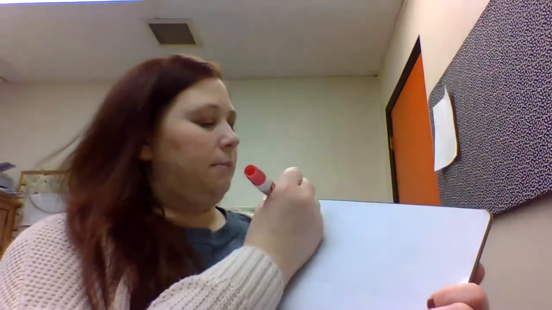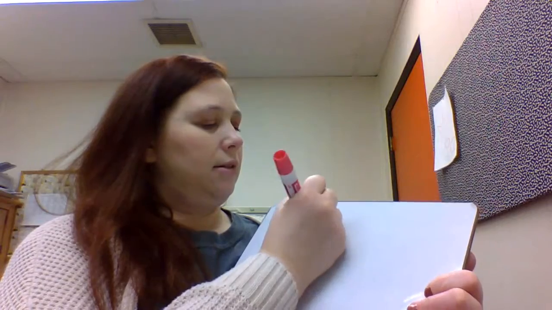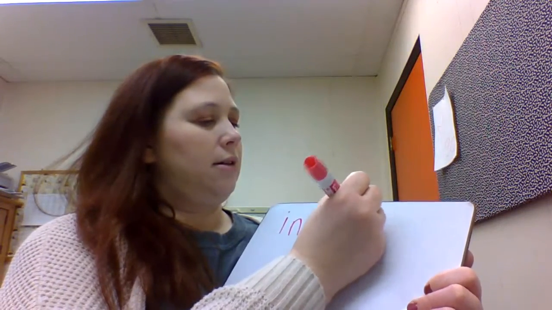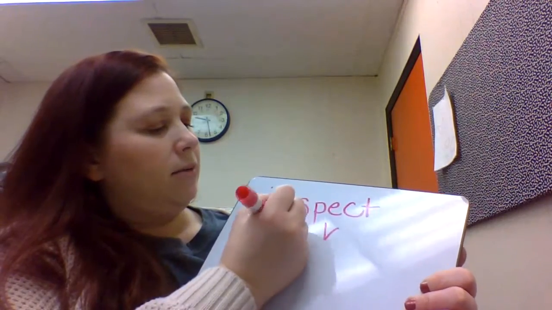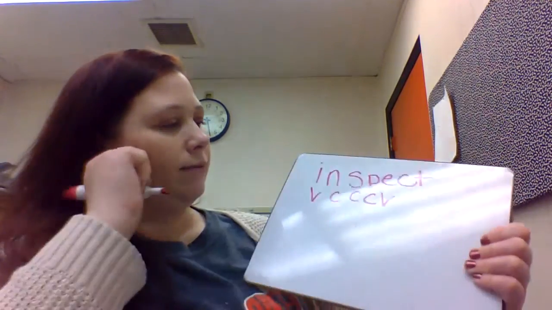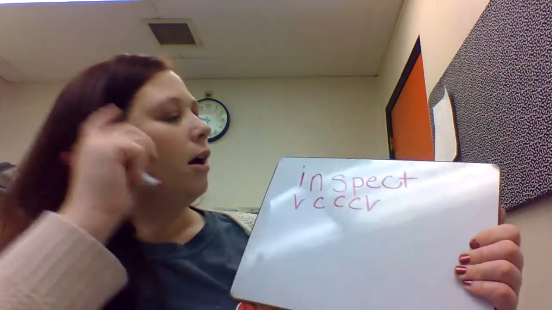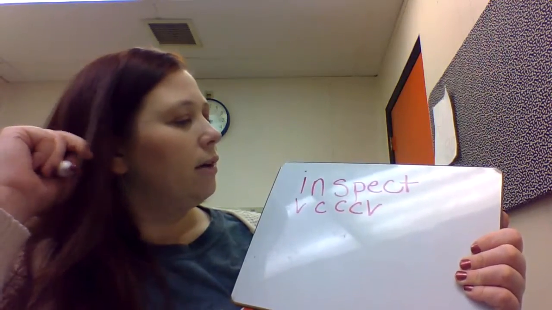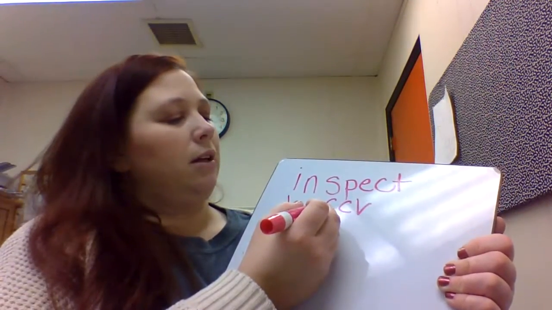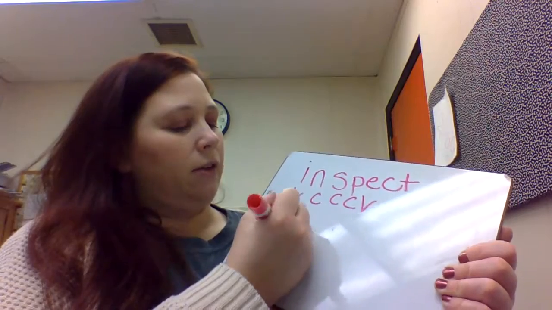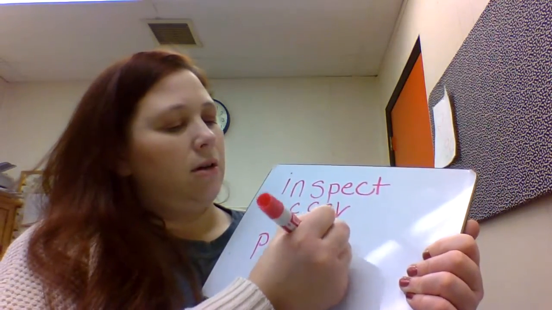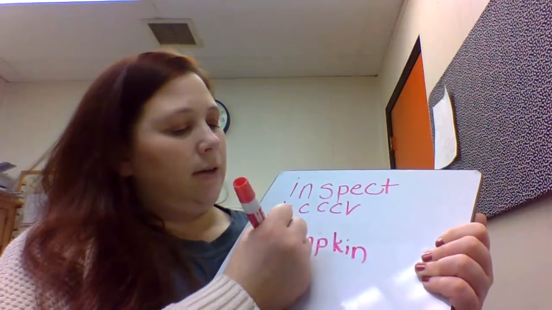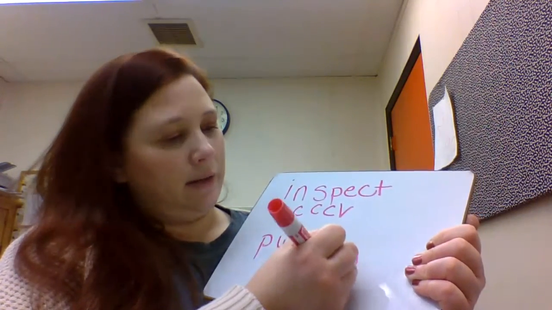All right, let's look at the word inspect. We have a vowel, and then we have consonant, consonant, consonant, right? So here, sometimes we have to decide between. Let's look at inspect and let's look at pumpkin. Let's look at these two words together, actually. Because again here we have vowel, consonant, consonant, consonant, vowel.